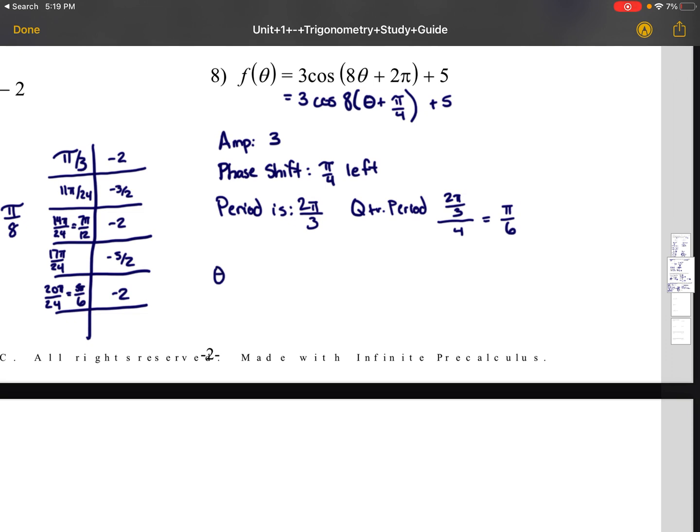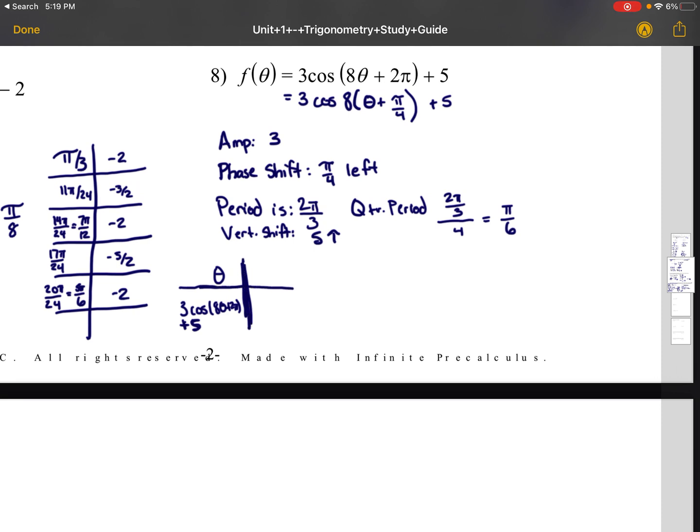So we'll put our theta values, and then we'll put our cosine values. So then we'll do 3 cosine of 8 theta plus 2 pi plus 5. So all of that is what's going in the bottom. Oh, I'm sorry, we forgot the vertical shift. Vertical shift is 5 up.